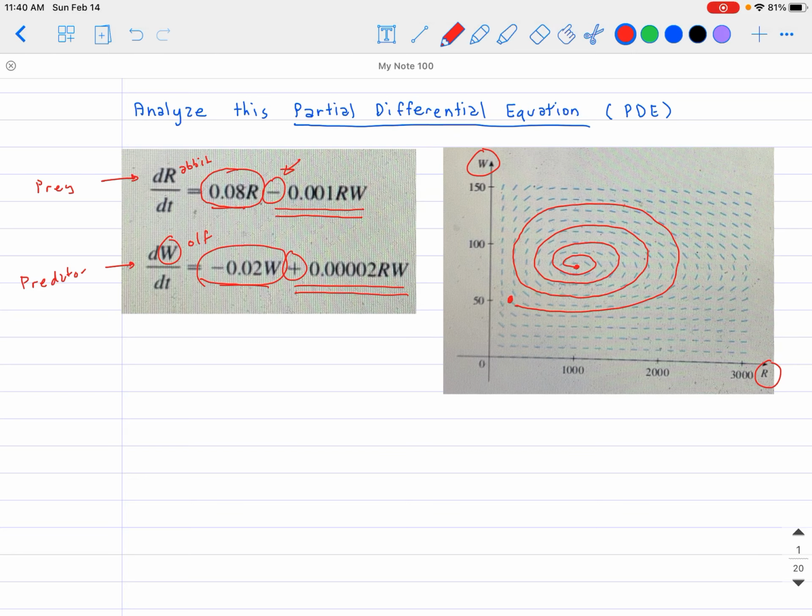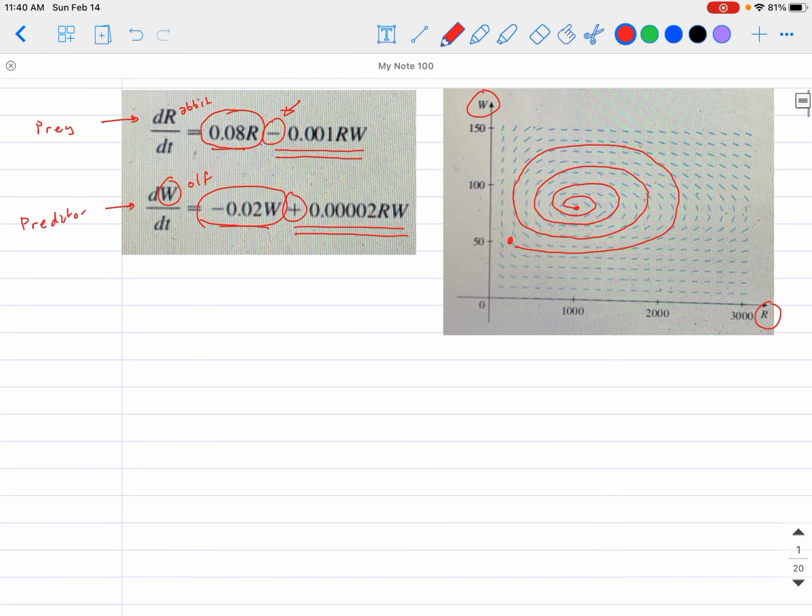If I were to graph it out to see what each of these populations looks like over time, let me go ahead and draw that on the side as a rough sketch. So here's time for one population.